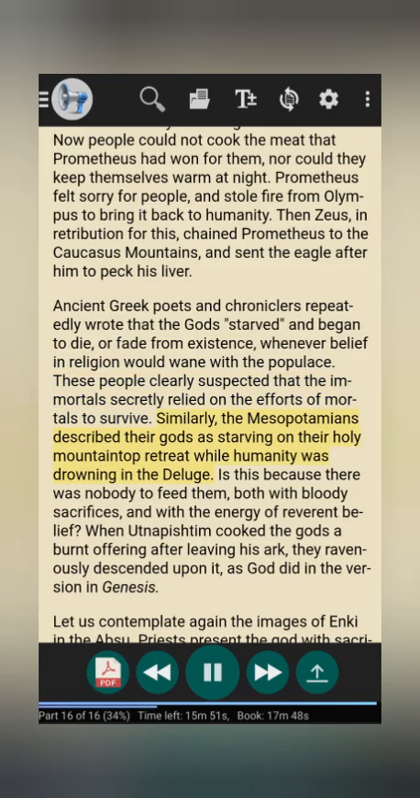Similarly, the Mesopotamians described their gods as starving on their holy mountaintop retreat while humanity was drowning in the deluge. Is this because there was nobody to feed them, both with bloody sacrifices and with the energy of reverent belief? When Utnapishtim cooked the gods a burnt offering after leaving his ark, they ravenously descended upon it, as God did in the version in Genesis.